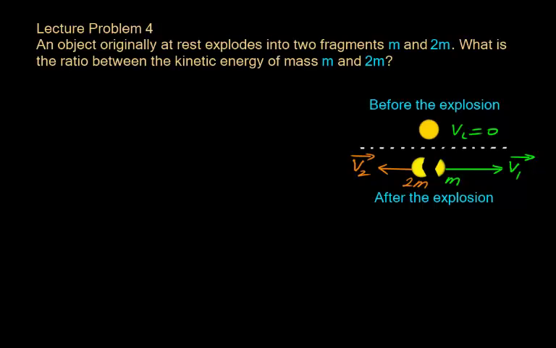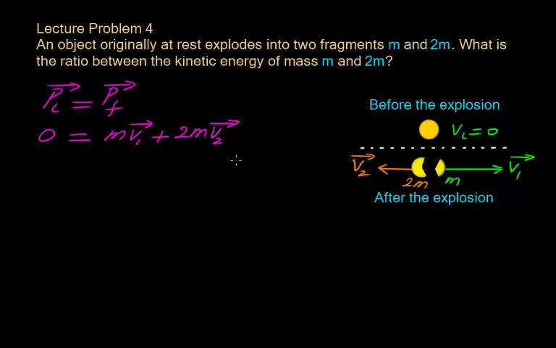Since the net force at the moment of the explosion is equal to 0, therefore the momentum before the collision must equal the momentum after the collision. The momentum before the collision is equal to 0 because the object is initially at rest. The momentum after the collision is two parts, m times v1 plus the larger piece 2m times its velocity v2.